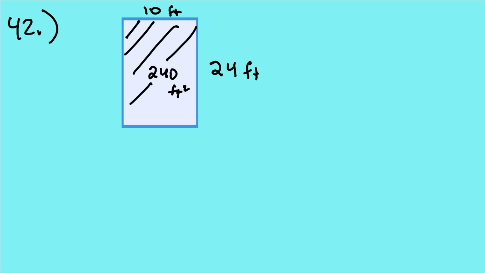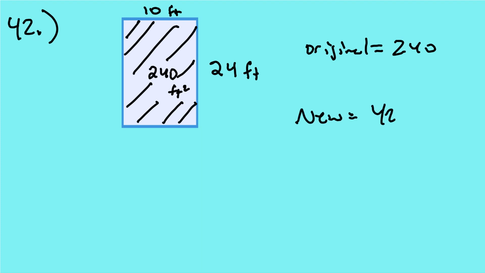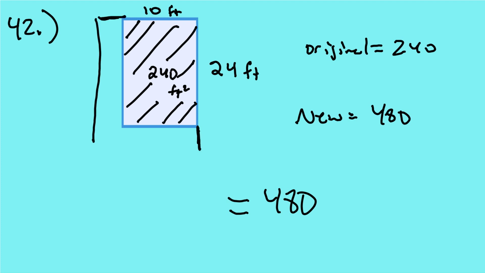Now, they want to double this area. So the original area is 240. They want the new area to double that, or 480. So they want something to equal 480. Now, what they want to do is add the same amount on both sides, and they want it to double. So they're going to make a bigger rectangle.